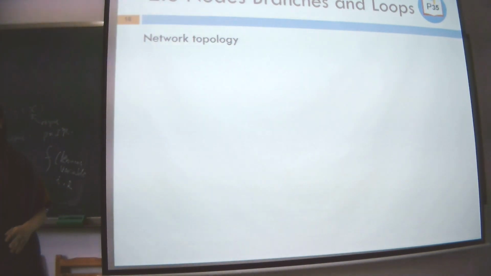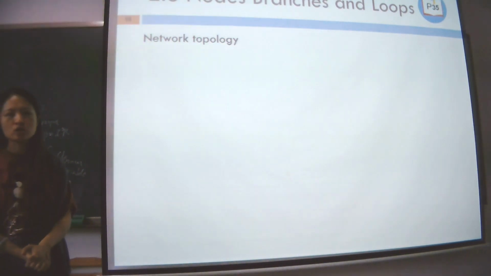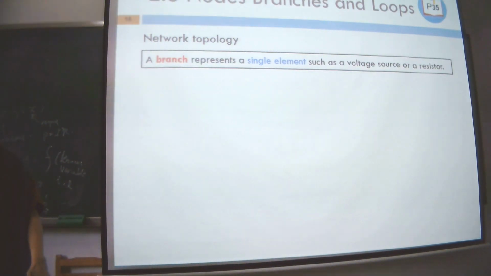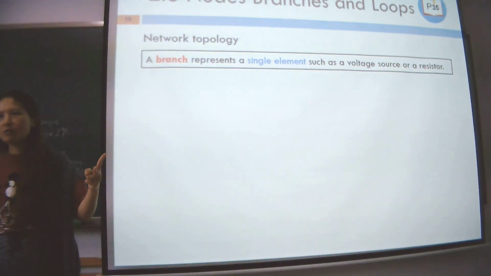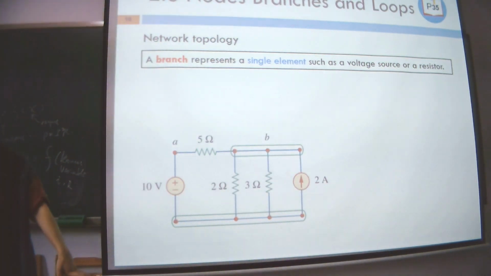Okay, now we're going to see the nodes, branches and loops. This one is the content about network topology. It is easy, but sometimes confusing, because there are two types of definition. Okay, just look at this one. A branch represents a single element, such as a voltage source or a resistor.